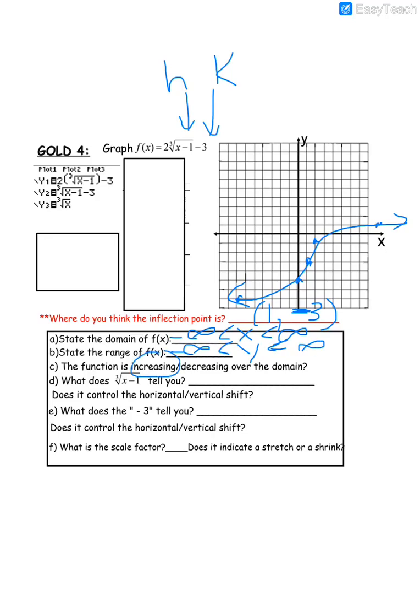The function is still increasing. What does the cube root of x minus 1 tell you? That it's shifted right 1. So silver and gold are pretty similar. It's a horizontal shift. The -3 tells me shift down 3. And that is a vertical shift. What is the scale factor? That's the 2. Does it indicate a stretch or a shrink? So if you look at the function, it's definitely stretched out. It didn't get skinnier. It's definitely stretched out. So we're going to say stretch.